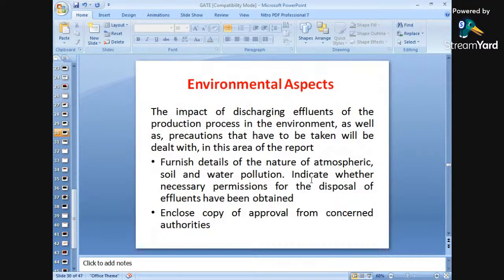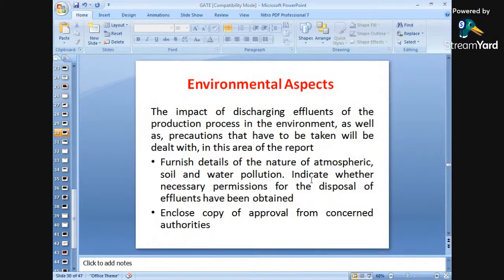Next important topic is environmental aspects. So the impact of the discharging effluent of the production process on the environment, as well as the precautions that have to be taken while we are discharging effluents during production of any product. Discharging effluents or any harmful things which are discharged or dumped in nearby sites. So these environmental aspects, nowadays precautions have to be taken.